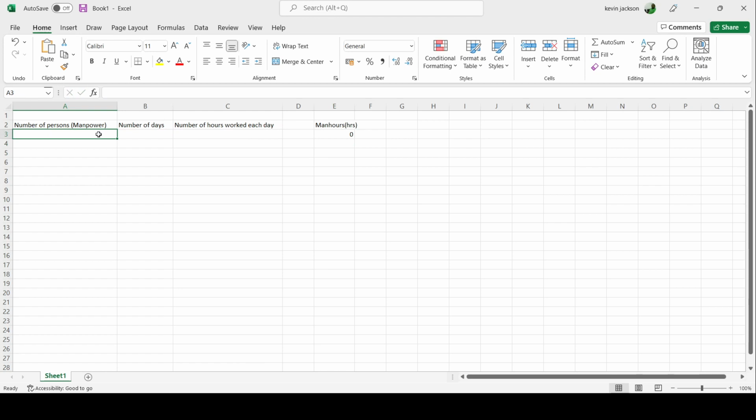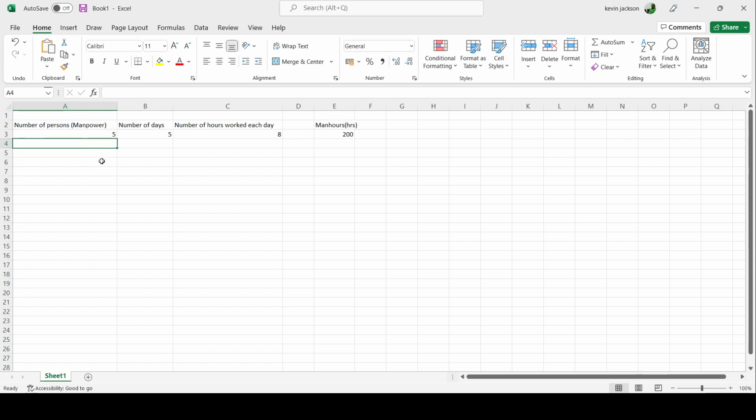Suppose we want to know how many man hours would have been worked if 5 people work for 5 days for the week at 8 hours each. We get 200 man hours. So this is how much work output is done by 5 people working 5 days a week, 8 hours a day. Just something to note: some people will use man hours as manpower as well, but I prefer to use manpower as number of persons and man hours as man hours. It's a little bit clearer.